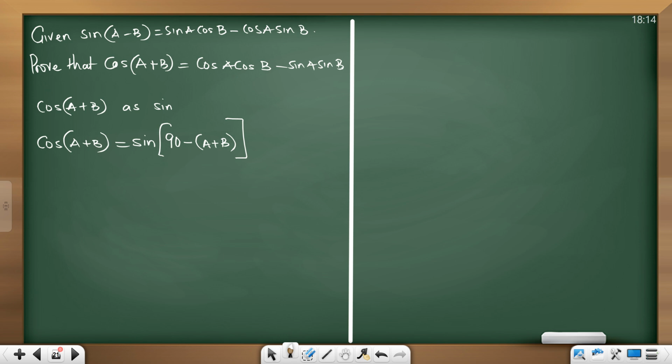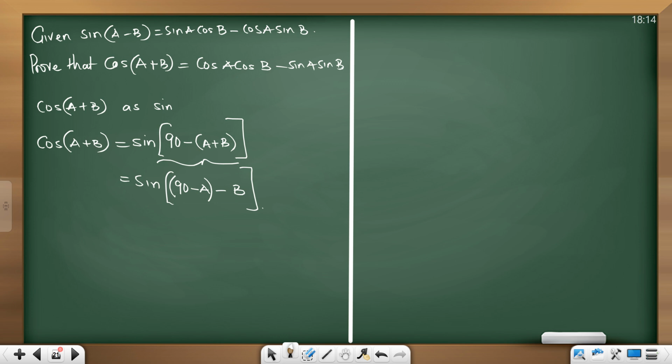90 minus the whole thing. We are going to simplify until it looks like A minus B. Can we expand this? What are we going to have? Sine 90 minus A minus B. Now I have 3 items instead of 2. I need to have 2 items. I'm going to group it.